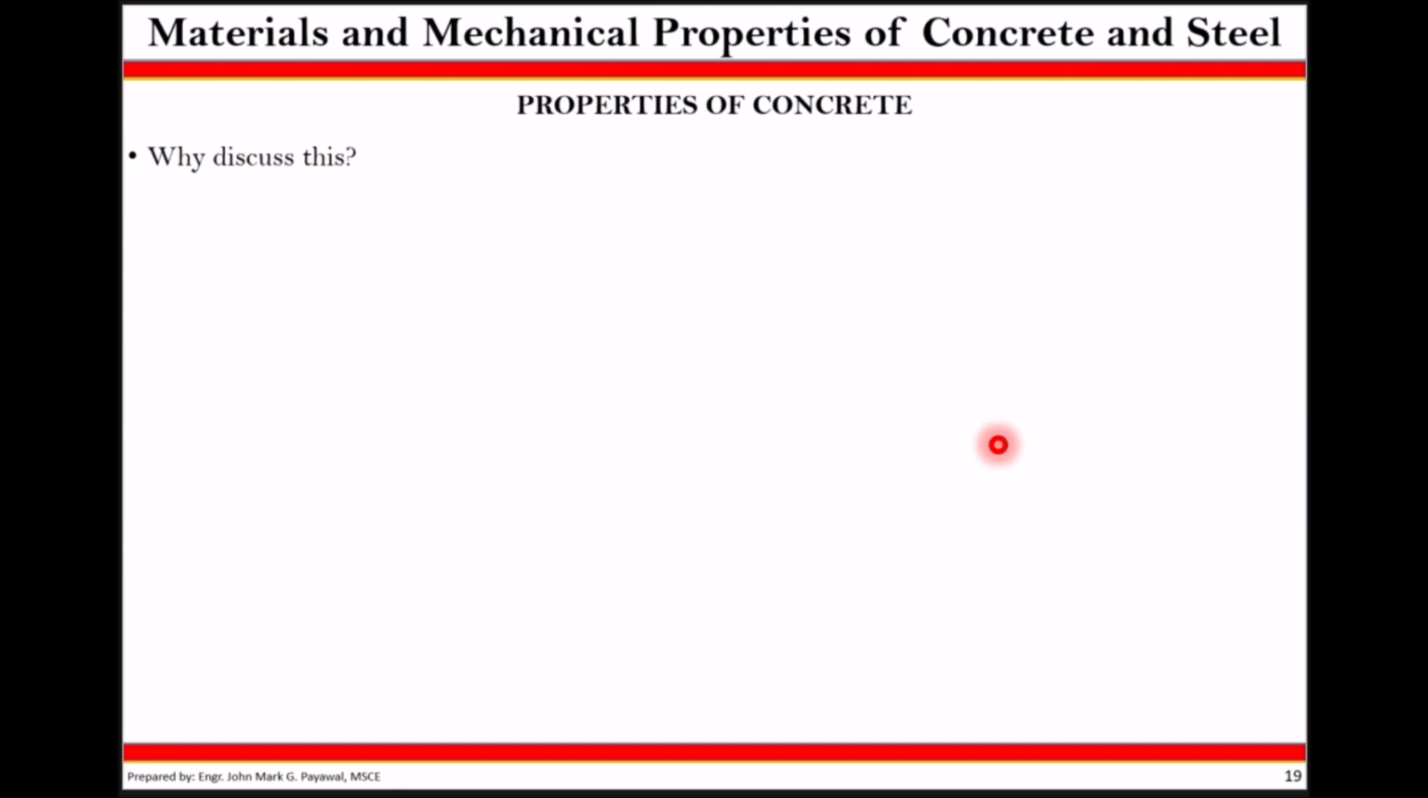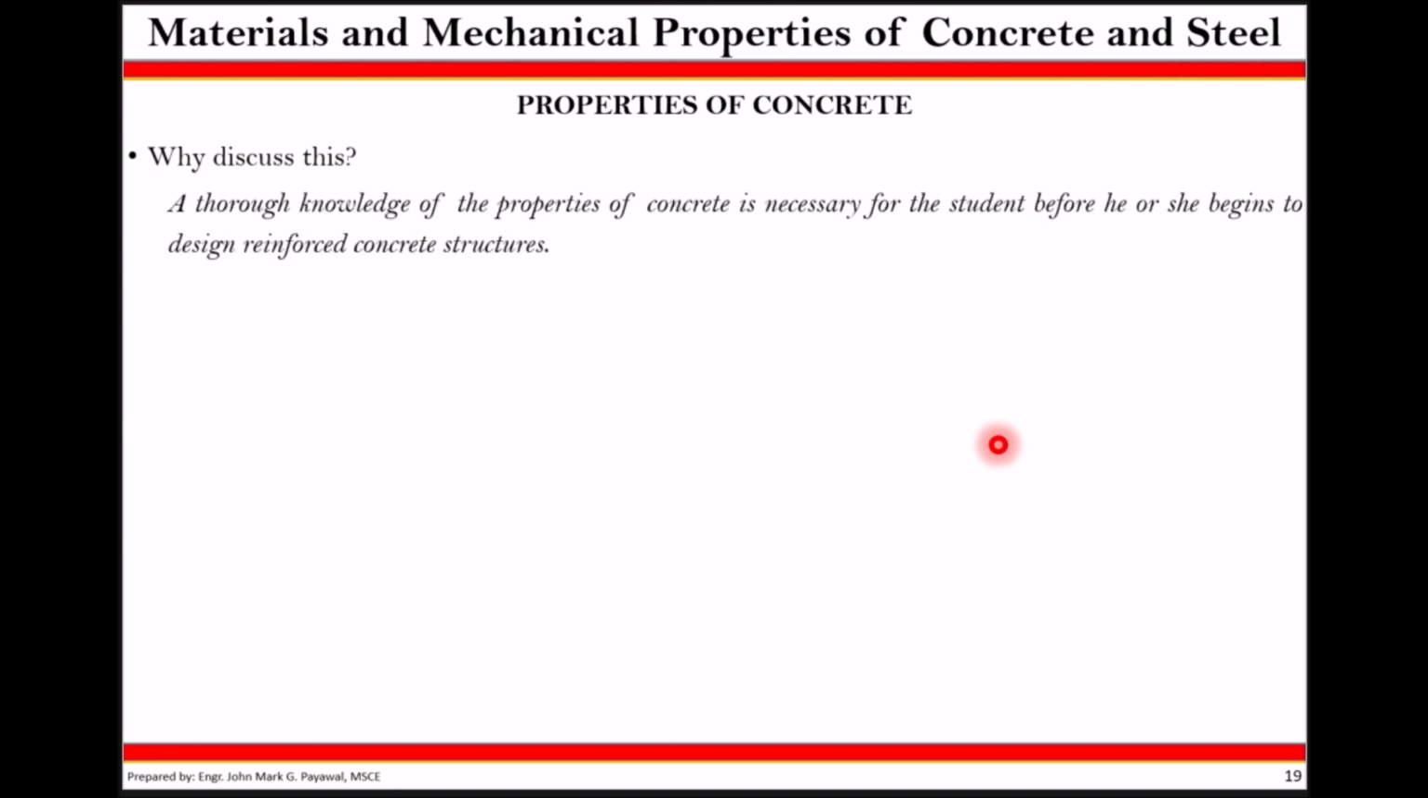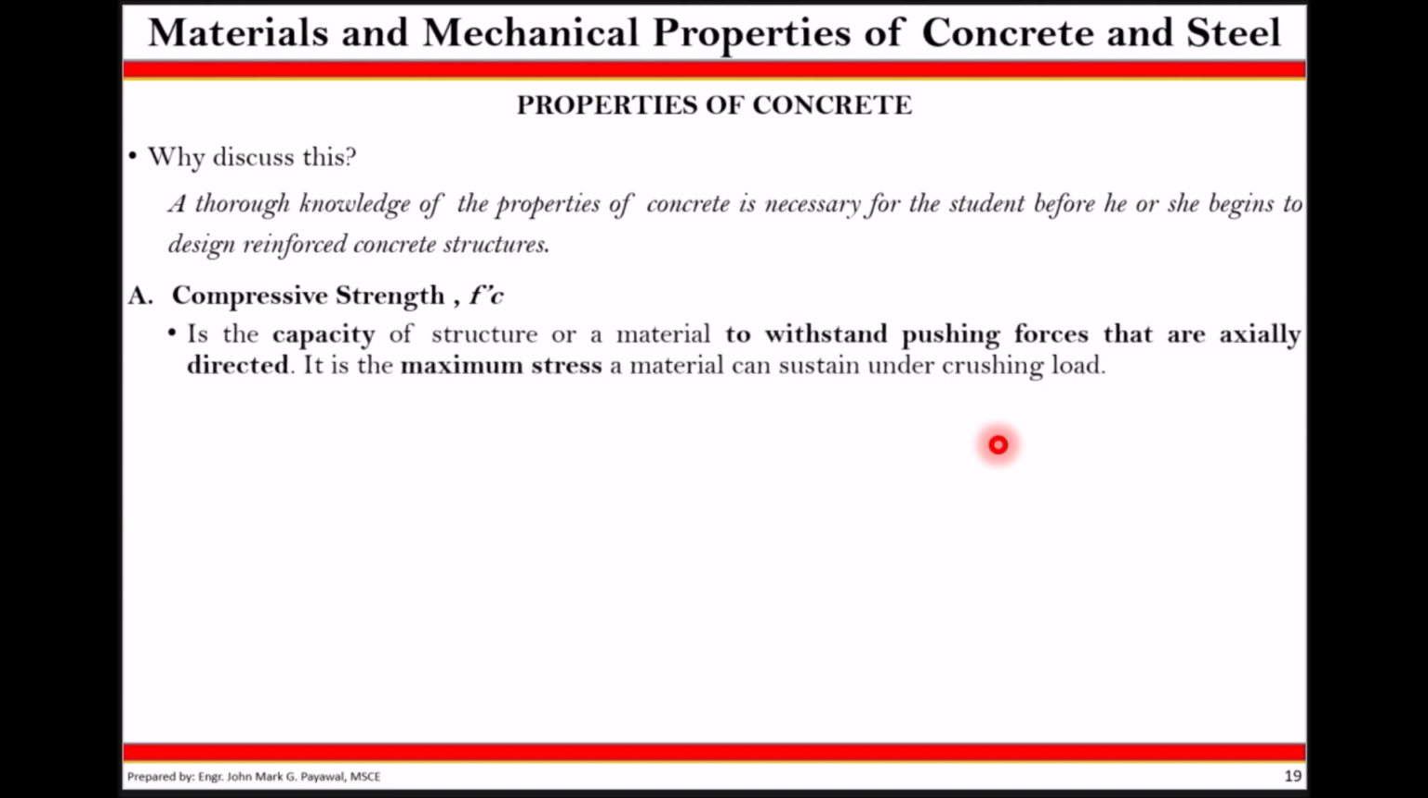Why should you discuss this? A thorough knowledge of the properties of concrete is necessary for the student before he or she begins to design reinforced concrete structures. Number one is your compressive strength. It's actually written as f prime c, but it's read as fc prime. This compressive strength would be used from this day up to the last topic of reinforced concrete.